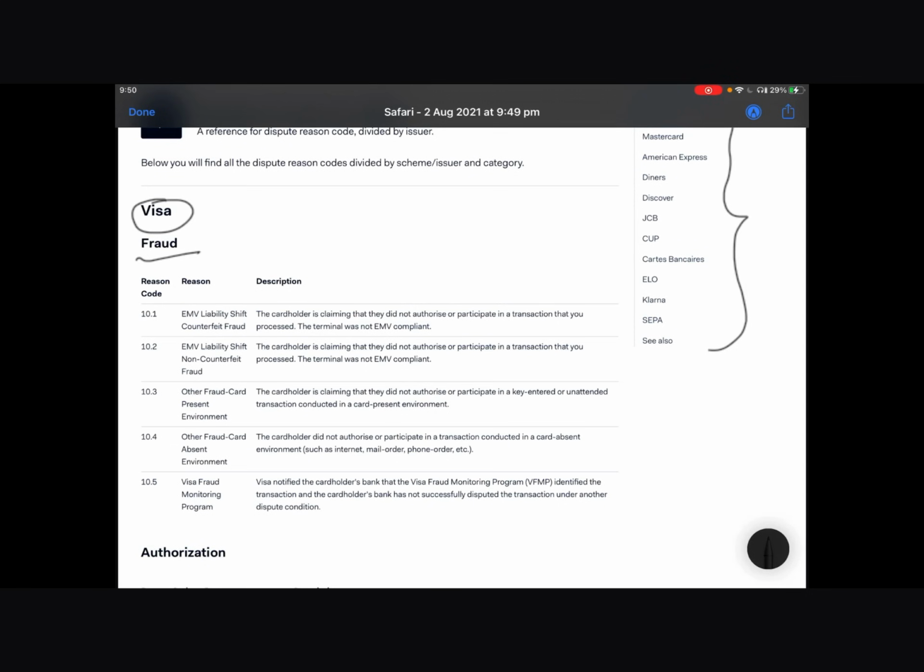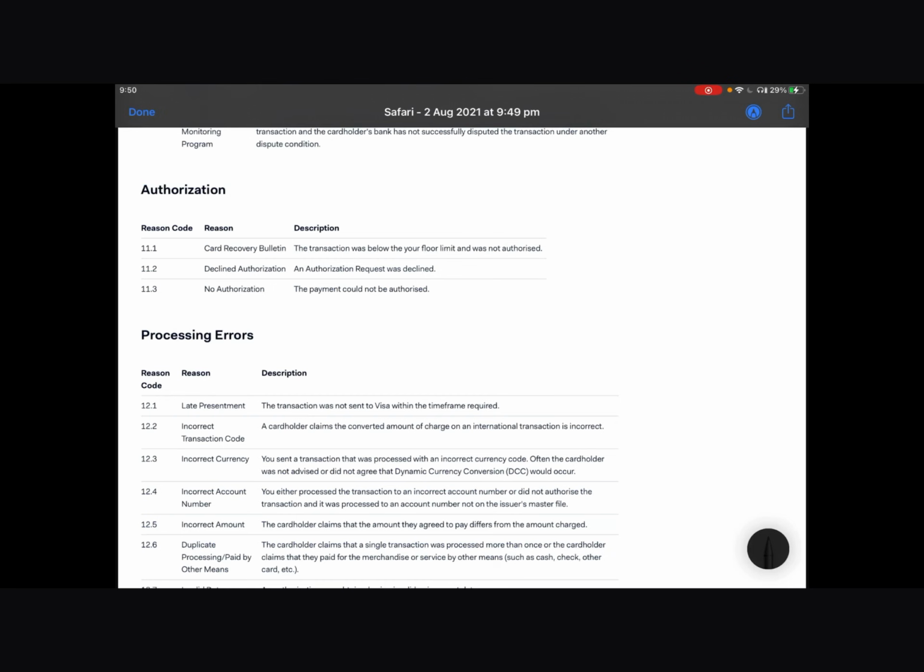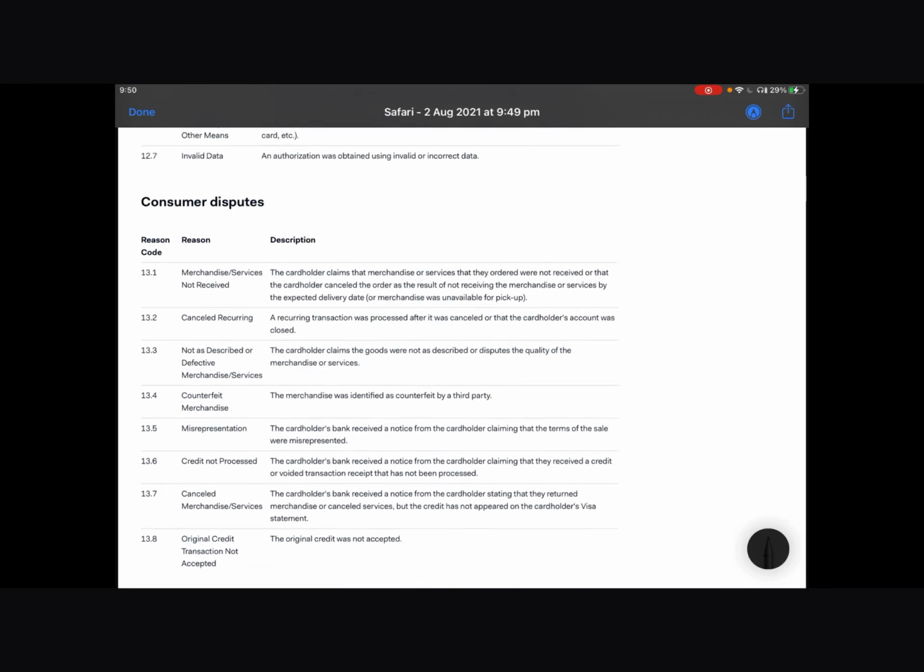The first one says the cardholder is claiming that they did not authorize or participate in a transaction that you processed. So the cardholder has outrightly denied being a participant in this particular transaction, and therefore, when a dispute happens, the reason code on that dispute is 10.1. And similarly for authorization, if the transaction below was declined for some reason, it will have a reason code of 11.2, and so on and so forth.